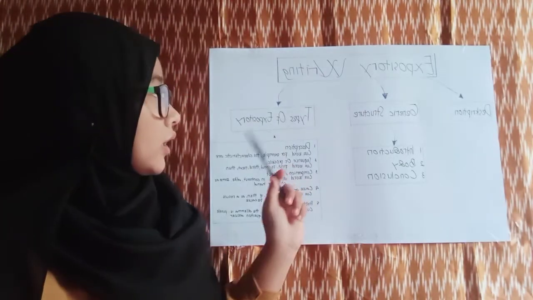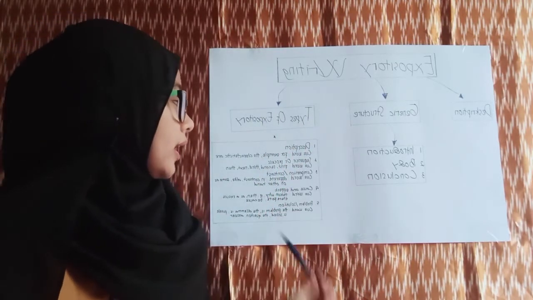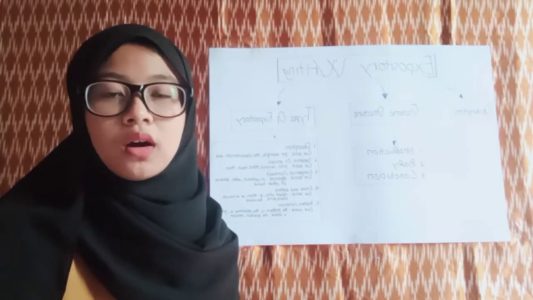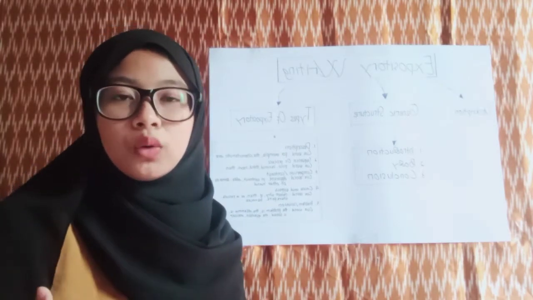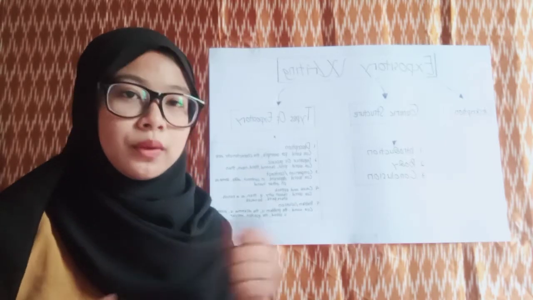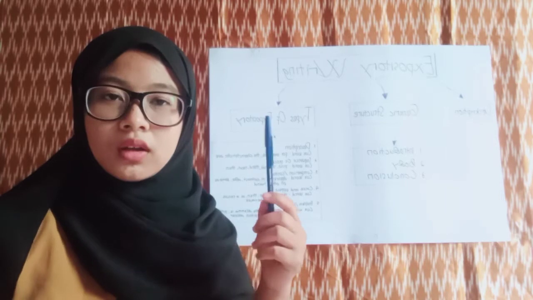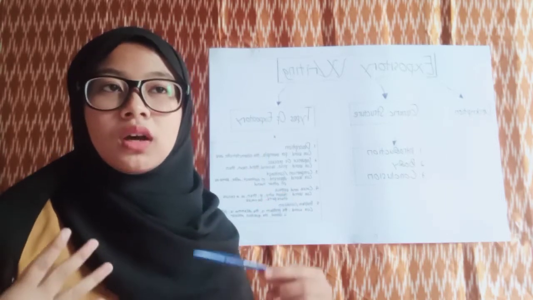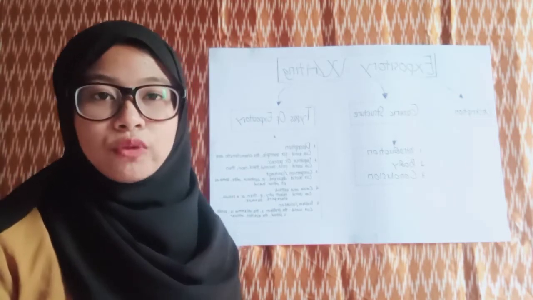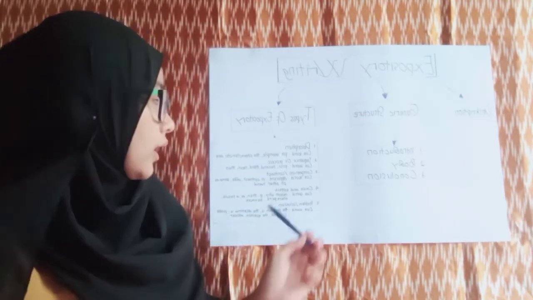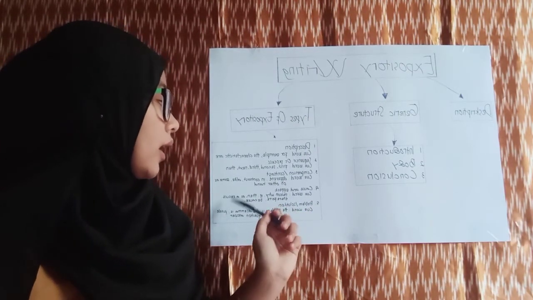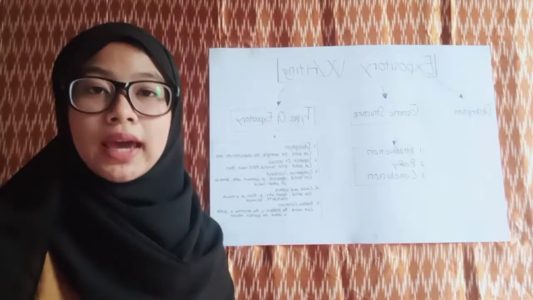And the fourth type of expository writing is cause and effect. Cause and effect describes or tells about how two or more events have a relationship. In other words, it tells about why something happened and what the consequence is. The keywords for cause and effect are reason why, if, then, as a result, therefore, and because.